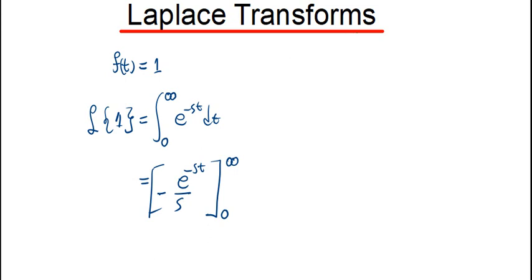So what it is here now is just a matter of substituting these values. You're going to have something like minus e to the minus s multiplied by infinity, divided by s. That's supposed to be minus this minus here, but I'm just going to put a plus here. That would be plus e to the minus s multiplied by 0, divided by s, like that.